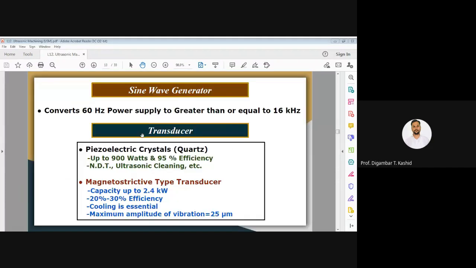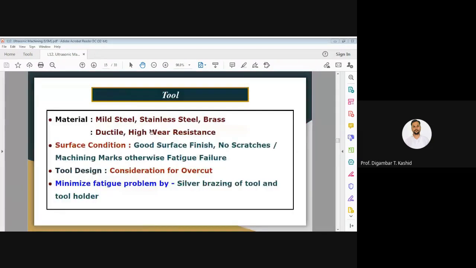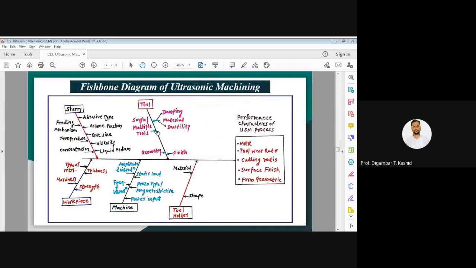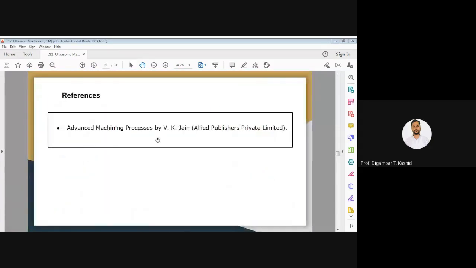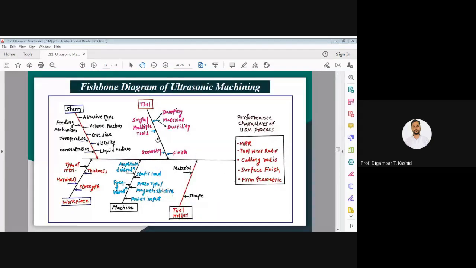Or components, we can call them. Now the next point is the fishbone diagram, which covers the process parameters. This process parameters and their effect we will see in the next lecture.